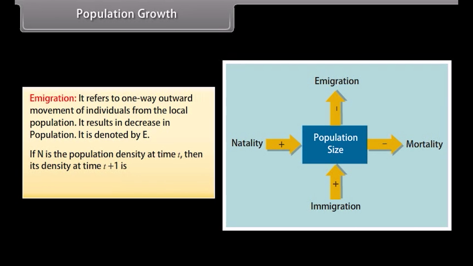If n is the population density at time t, then its density at time t plus 1 is nt plus 1, which equals nt plus B plus I minus D plus E. Growth models. The characteristic patterns of growth of a population with time are called population growth models. There are two models: exponential model and logistic model.